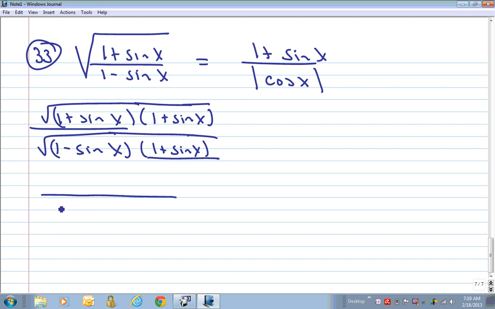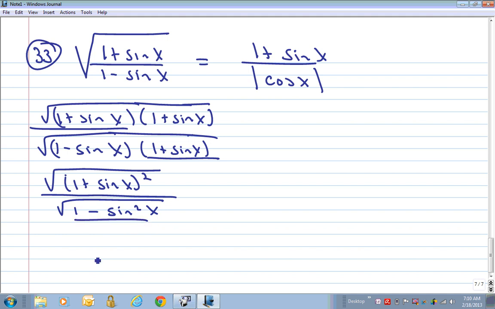All right, in the bottom, what happens? We end up with 1 minus sine squared x. In the top, I'm going to leave it like this for right now. I'm going to have 1 plus sine x, and since there's two of the same thing, I'm going to say it's squared. Now let's take a look at 1 minus sine squared x. We know that's a Pythagorean identity, so the top is the same, 1 plus sine x squared. The bottom now becomes the square root of cosine squared x.